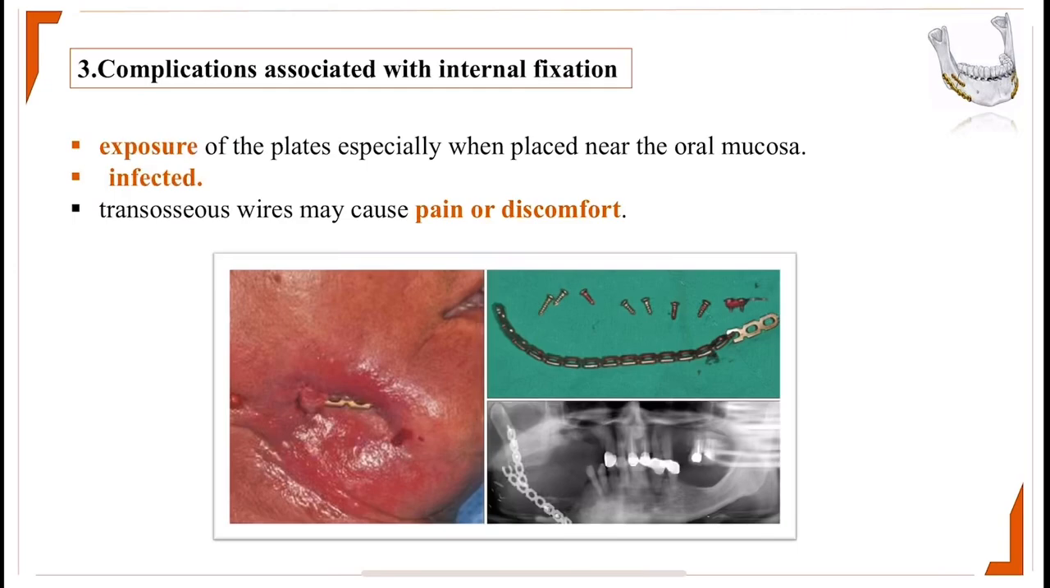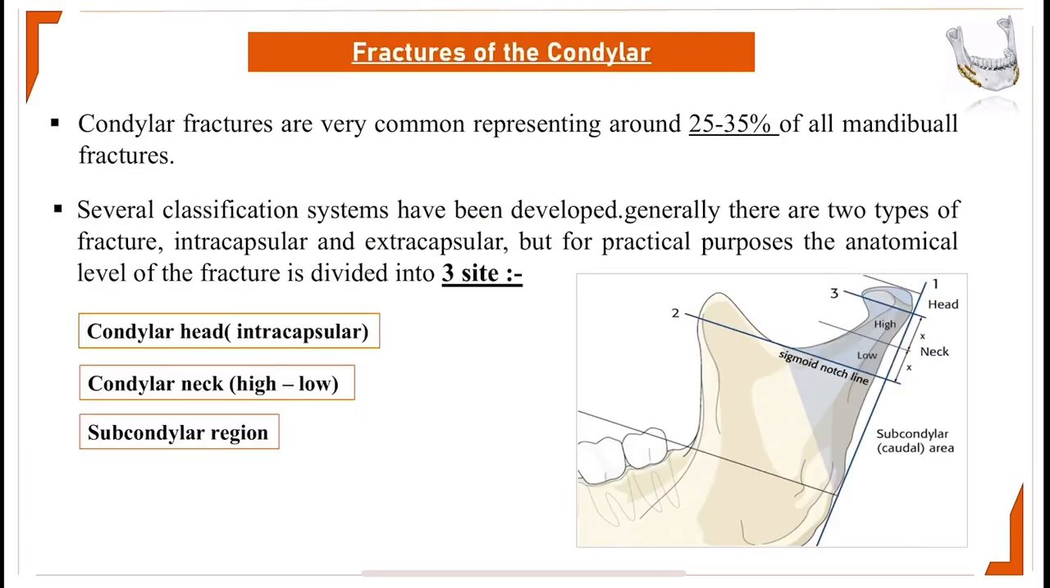The complications associated with internal fixation are exposure of a plate, especially when placed near the oral mucosa like we see in this picture, infection, and transosseous wire may cause pain or discomfort. Now we will talk about the fracture of the condyle. Fracture of the condyle represents around 25 to 35% of all mandibular fractures.